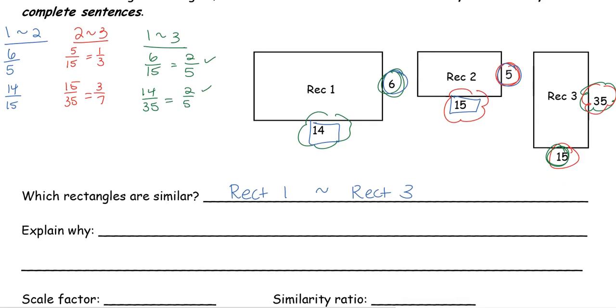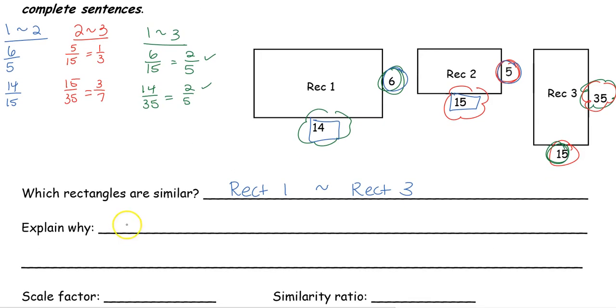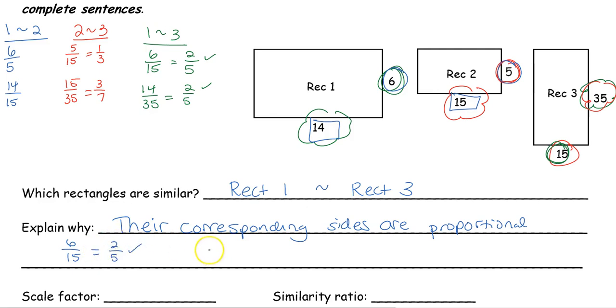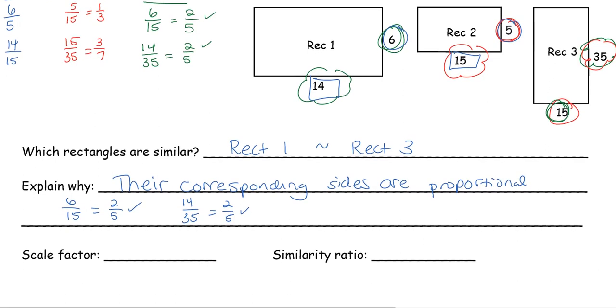Explain how you know that. Basically, what did we do? What did we check for? We know that because their corresponding sides are proportional. And we showed that by showing that 6 over 15 reduces down to 2 over 5. And 14 over 35 also reduces down to 2 over 5. Then 2 questions to go along with this are, what are the scale factor and what is the similarity ratio?